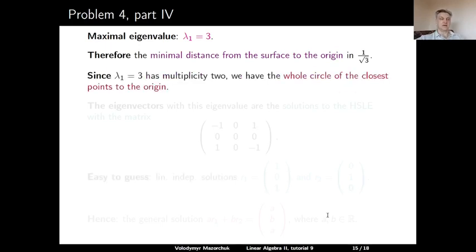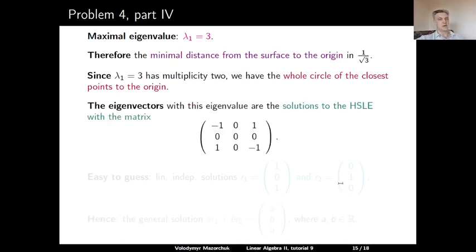However, this eigenvalue has algebraic multiplicity 2, which means that we have the whole circle of points which are closest to the origin. So we have to determine all these points on that circle. They are obtained by rotation. This is a rotational surface, and the maximal eigenvalue has algebraic multiplicity 2. So let's determine all eigenvectors for this eigenvalue.